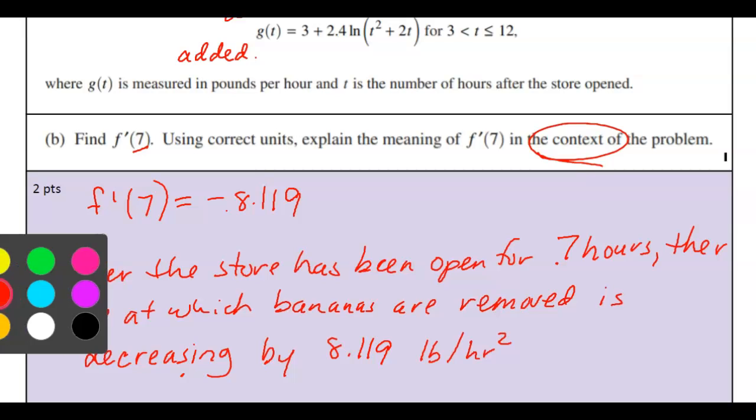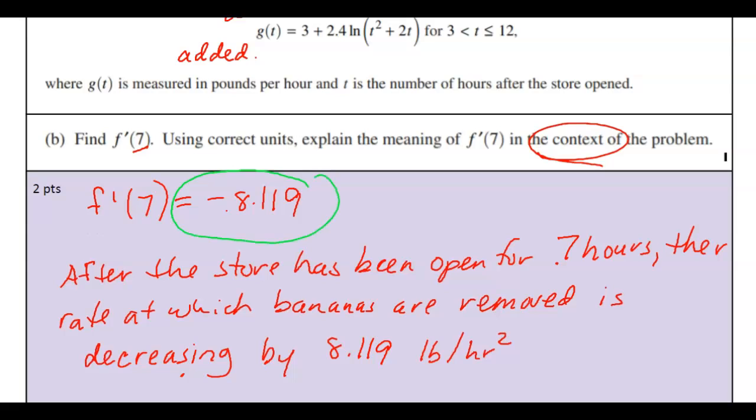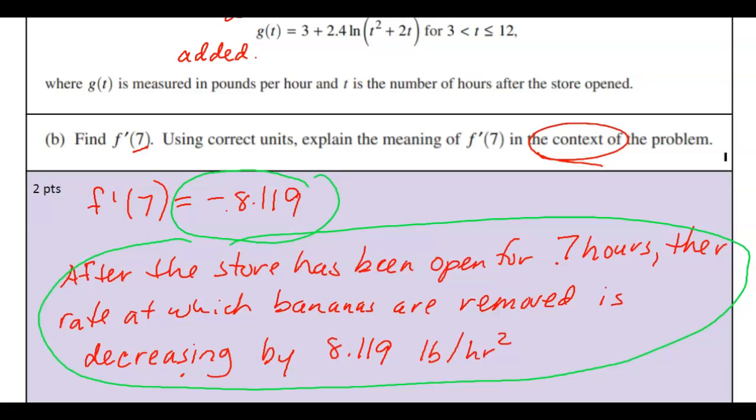And so that's how you get your 2 points. You get 1 point for that, and that's a quick answer to get. And then 1 point, you need to have the words 7 hours after opening and decreasing, and then the amount. Okay? Don't just say decreasing or is being removed by negative 8.1, because it says describe the context.